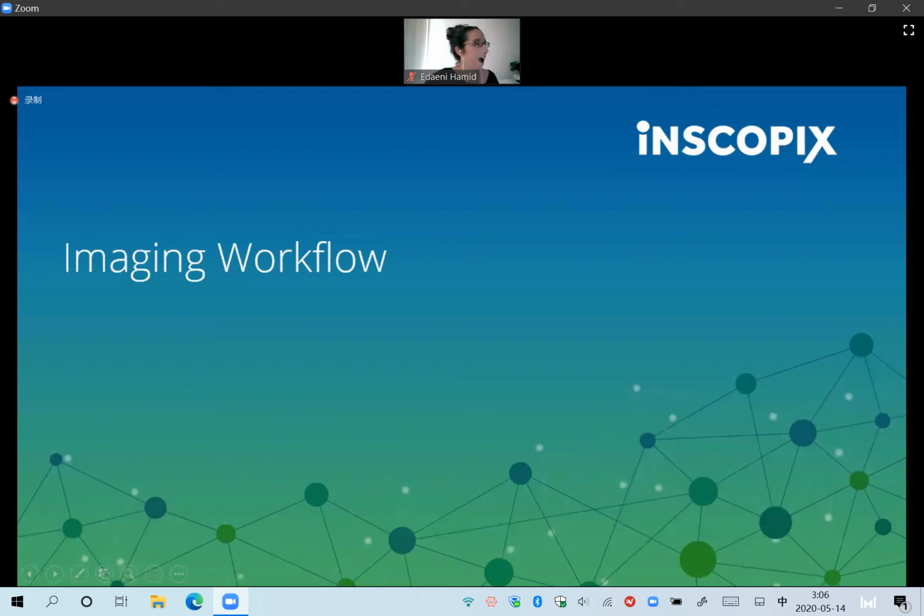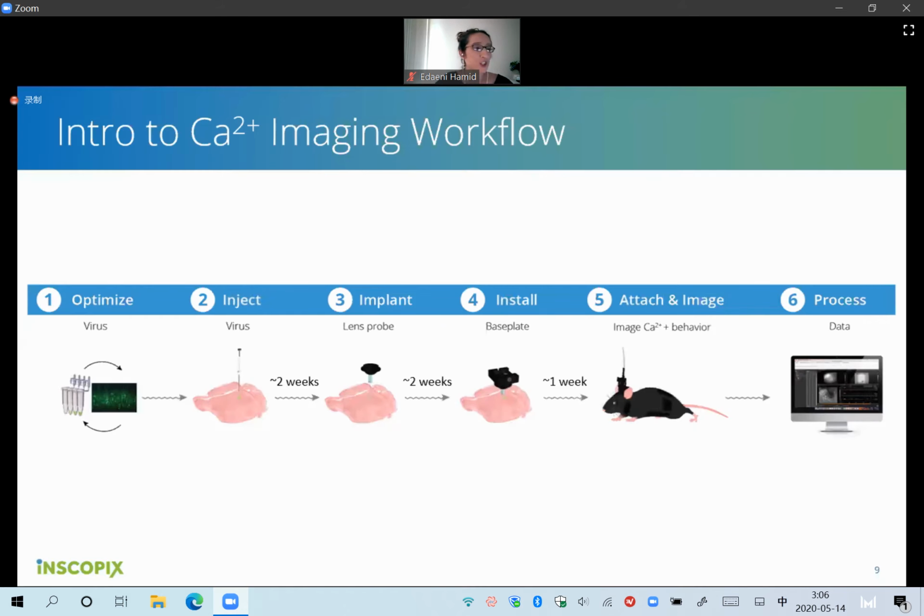Okay, hello, everyone. So in this section, I will be covering very briefly some of the key aspects of the imaging workflow. And I'd like to start off with a brief introduction to the standard workflow for calcium imaging. So the first step depends largely on the activity indicator you select as well as the delivery method, but typically involves optimization of a virus.